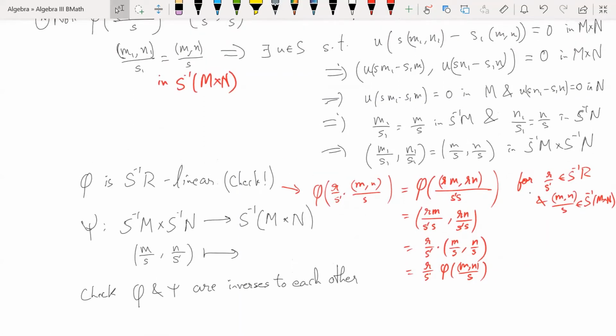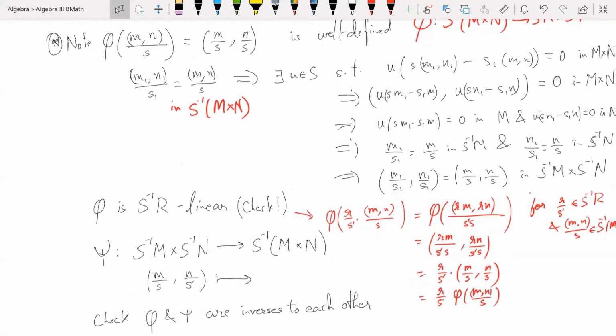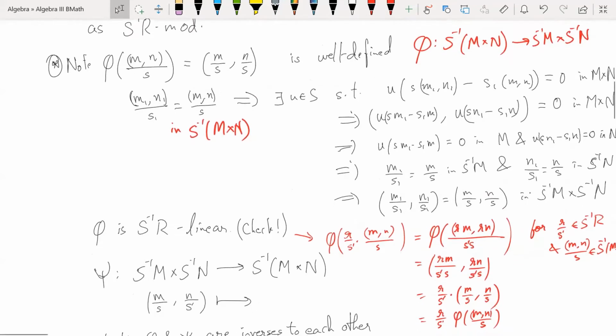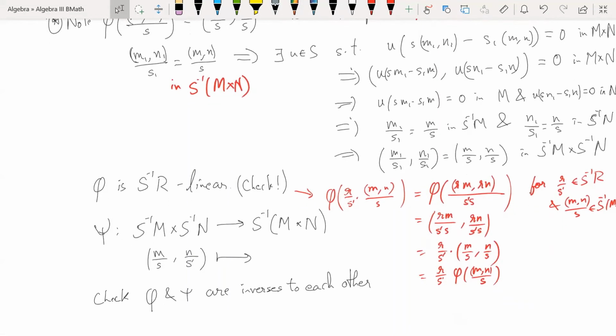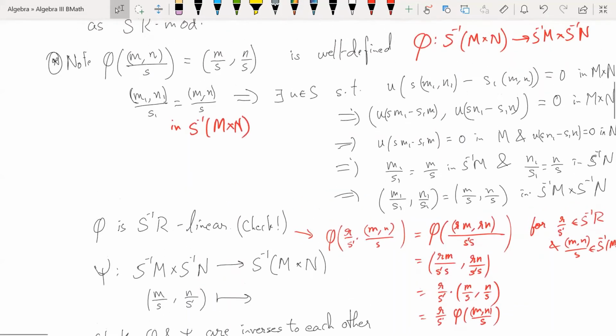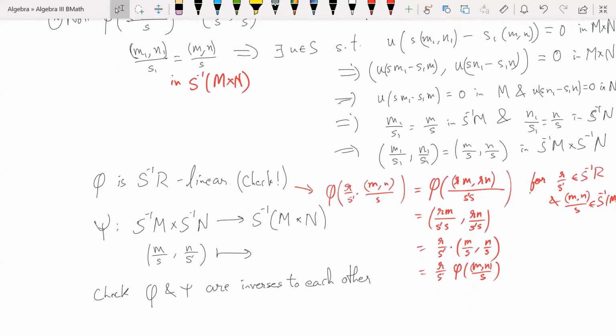So that shows that phi is S inverse R linear, and then we have to also show that it's injective and surjective. So instead, I'll give you an inverse map and prove that this is the inverse. We want to give an inverse map from S inverse M cross S inverse N to S inverse M cross N. Our typical element in S inverse M cross S inverse N looks like M over S, comma N over S prime, for M in M, S in S, and N in N, and S prime in S.